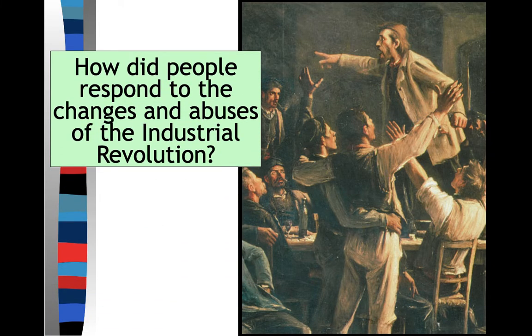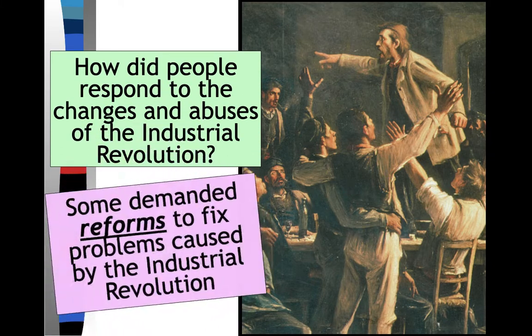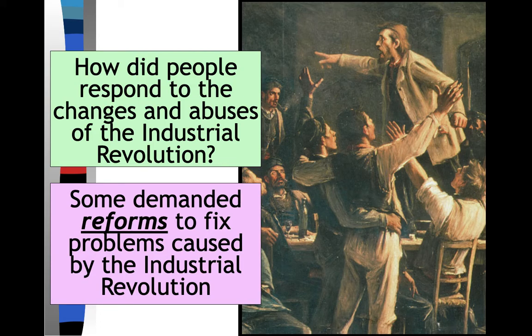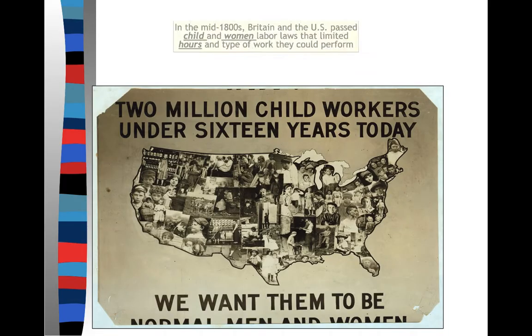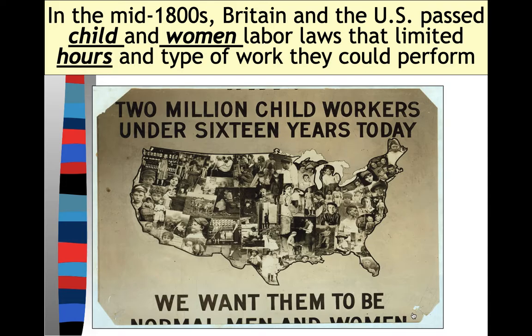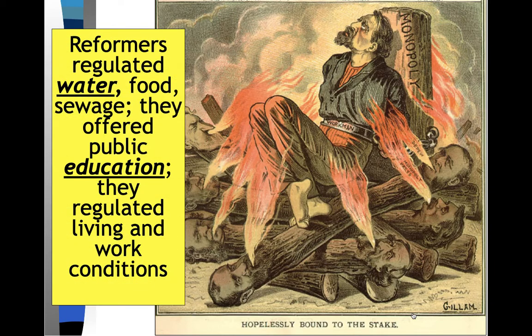People responded to change and abuses in this revolution. They demanded reforms to fix those problems of the Industrial Revolution. So, labor unions. Britain and the U.S. passed child and women labor laws that limited hours and type of work they could perform. Reformers regulated water, food, and sewage so they could offer public education and better working conditions. Again, the political revolution.